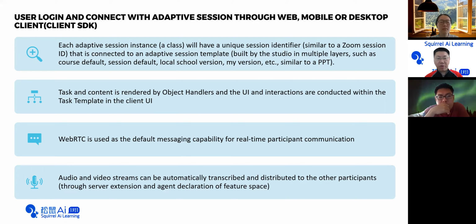And also WebRTC is used as the default messaging capability for real-time participant communication, which means that agents can communicate with each other through streams, and a human can just talk to it or use their keyboard or mouse to interact with the object. And all of that can be done through direct messaging or through real-time streams.